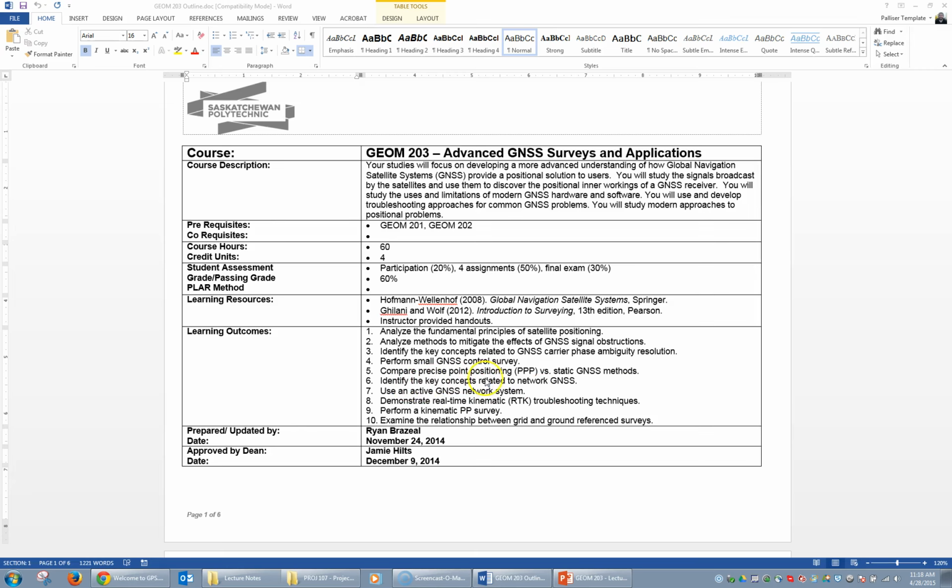We'll compare precise point positioning, or triple P, versus static GNSS methods. We'll identify the key concepts related to network GNSS. So that might be a new concept for some of you. We're going to use an active GNSS network system. We're going to demonstrate real-time kinematic troubleshooting techniques.